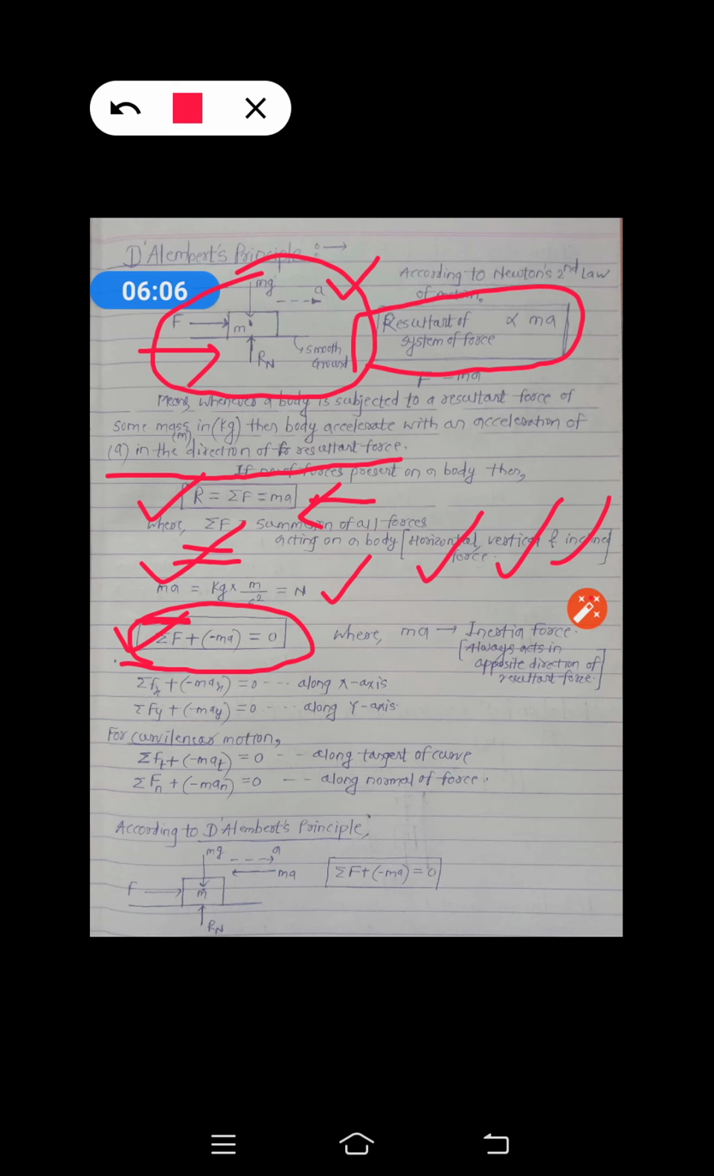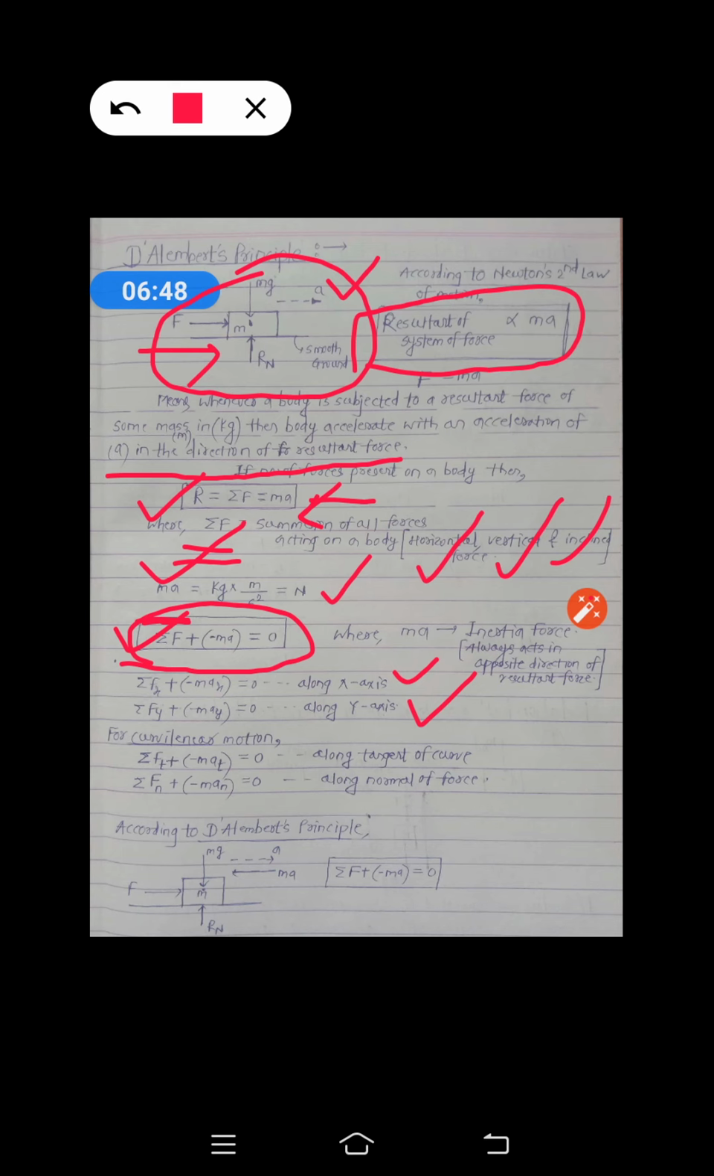Now see the next. We can use this equation in component form also. Suppose we derive this along the x-axis. How do we write this equation along the x-axis? Summation of f of x plus in bracket minus m ax bracket complete is equal to 0. Then along the y-axis, how do we write this equation? Summation of f of y plus in bracket minus m ay bracket complete is equal to 0.